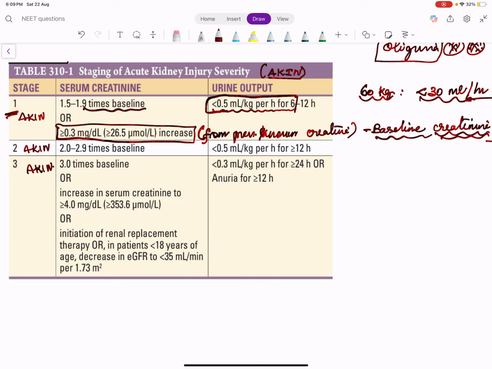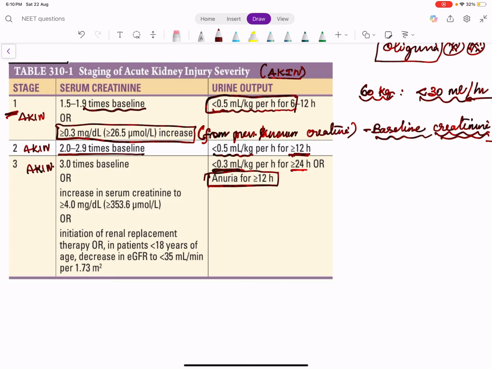So if the oliguria, that is less than 0.5 ml per kg per hour of urine output, lasts more than 12 hours, it goes to the next stage, AKIN2. And here the rise in creatinine will be 2 to 3 times the baseline. AKIN3 is severe. So there is less than 0.3 ml per kg per hour for more than 24 hours, or there is complete anuria for more than 12 hours. We call it AKIN3.